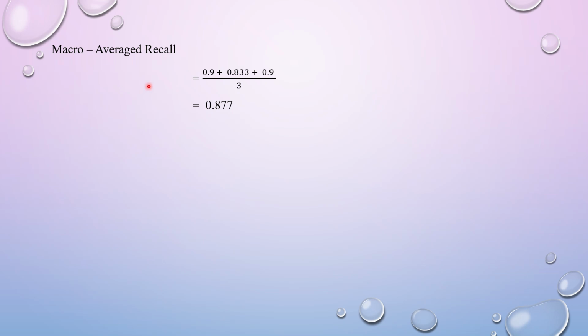So recall value for class A is 0.9, recall value for class B is 0.833 and recall value for class C is 0.9. After adding these values and then dividing by 3, the answer is 0.877. So macro average recall is 0.877.